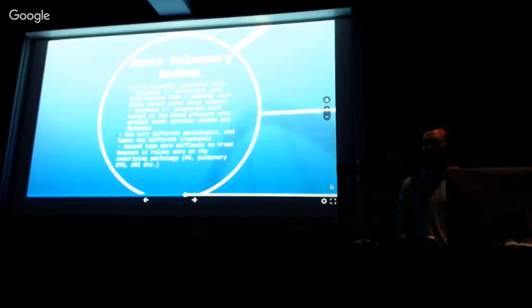Anyone else? What else can you do for acute pulmonary edema? GTN. GTN, good. Why GTN? It's going to vasodilate. Yeah, exactly, right? It's an arterial vasodilator, as well as venous. How much GTN? Patch, sublingual. How much is that?